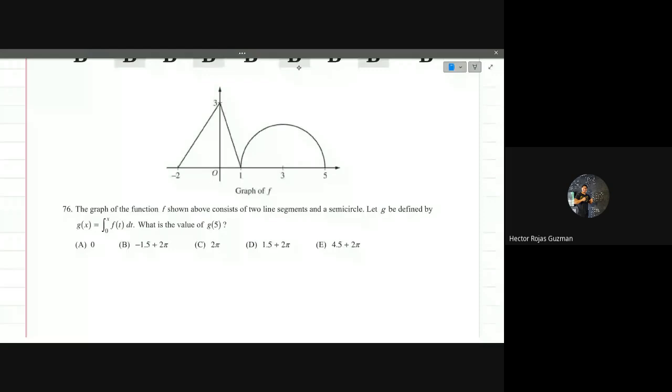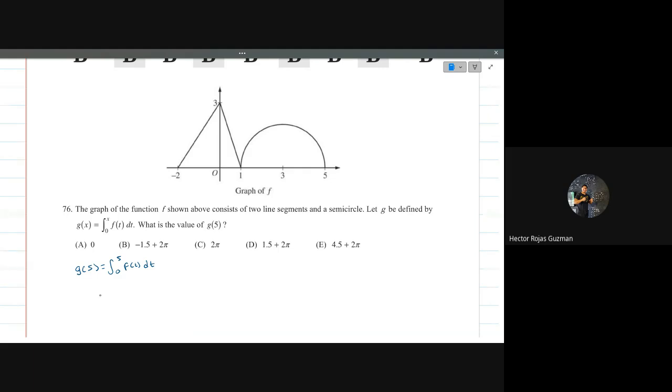So number 76. The graph of the function f is shown above. It has two line segments and a semicircle. What is the value of g of 5? Okay, so if I want to find g of 5, we're going to go ahead and plug it into the equation given to us. g of 5 is the integral from 0 to 5 of f of t dt. Notice how we start at 0.